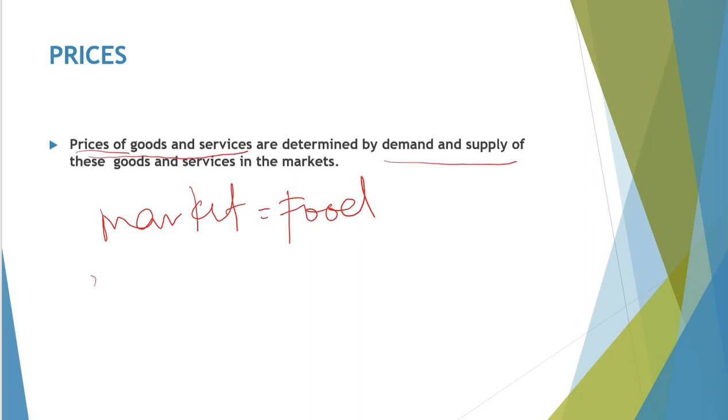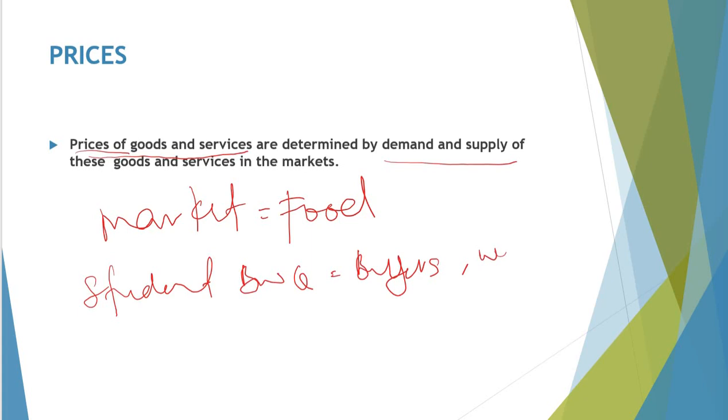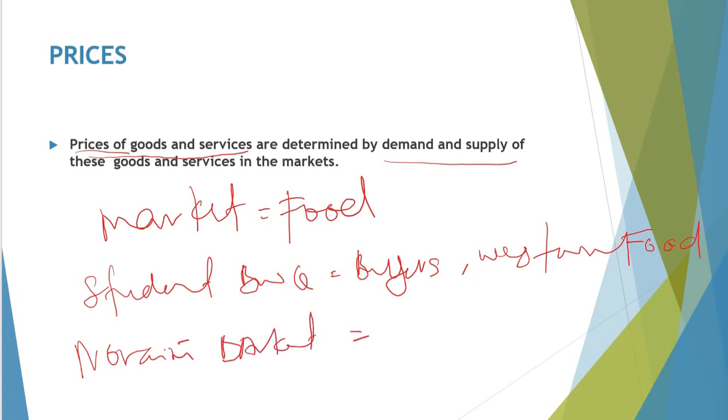Let's say student BWQ, kita bagi contoh, student BWQ is the buyer. Buyers dia demand western food kan? Western food. Why I tutup? Sorry. Accidentally tertutup kan? And then Noraini Barkat. I do hope that you will be able to read my handwriting. This is a disaster.